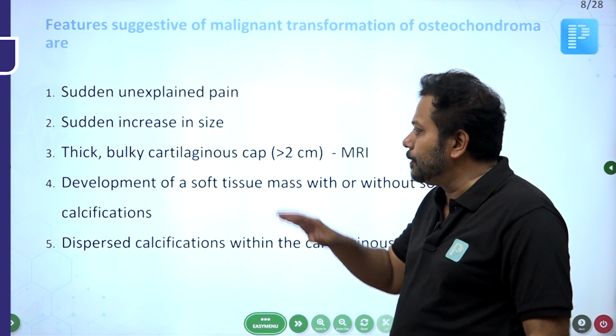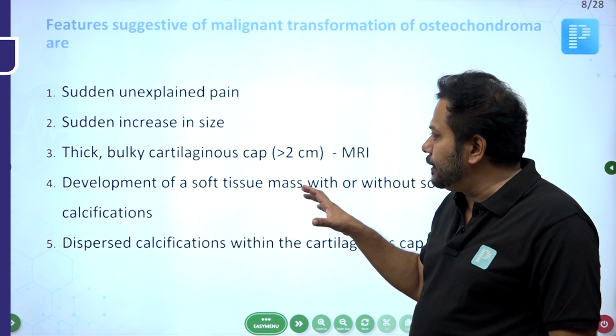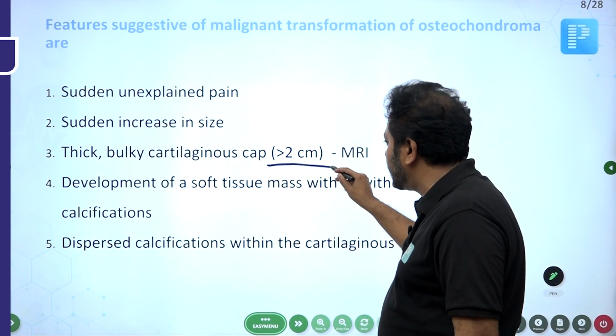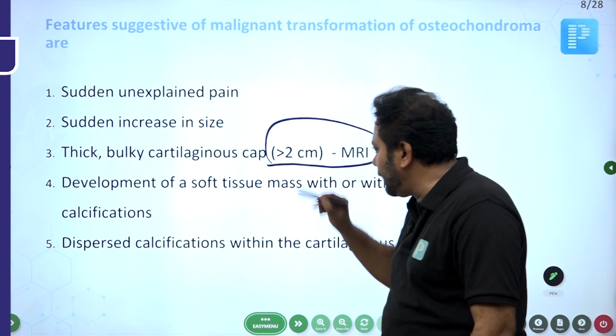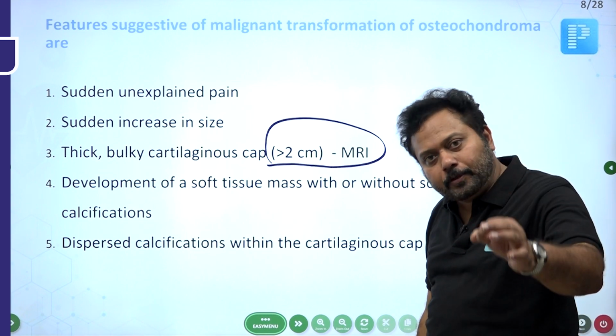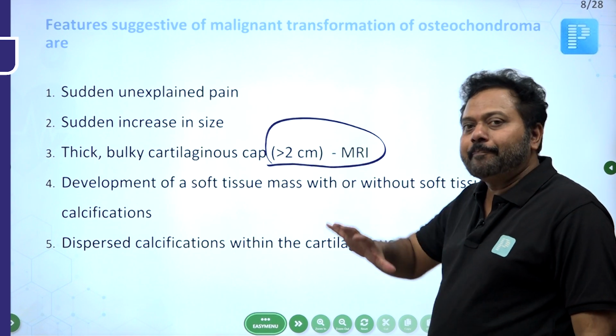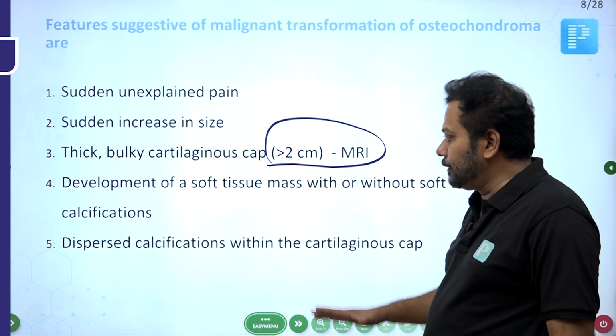Sudden increase in size of osteochondroma or exostosis: think of malignant change. Thick, bulky cartilaginous cap more than 2 centimeters. This is what is given in the standard textbook, and it's an MRI finding. The radiology textbook says this, and the ortho textbook says this as well.